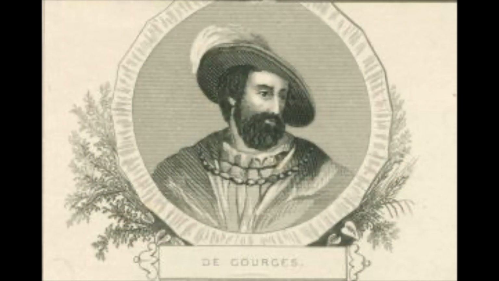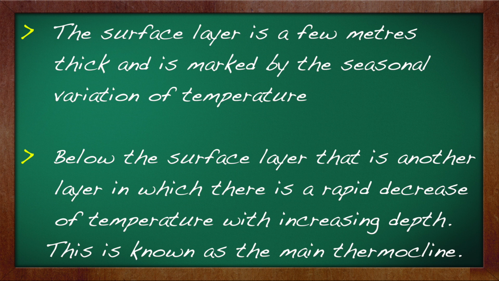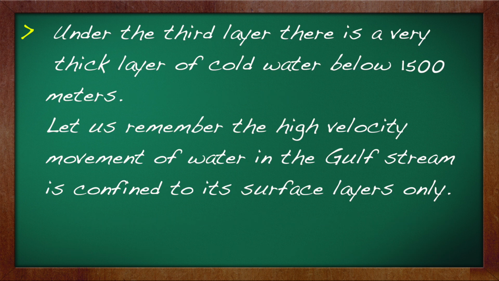A sea traveller observed that in a vertical cross section, the Gulf Stream can be divided into three distinct layers. The surface layer, which is a few meters thick, is marked by the seasonal variation of temperature. Below the surface layer is another layer in which there is a rapid decrease of temperature with increasing depth. This is known as the main thermocline. And a third one, which is a very thick layer of cold water below 1500 meters. Let us remember that the high velocity movement of the water in the Gulf Stream is confined to its surface layers only.